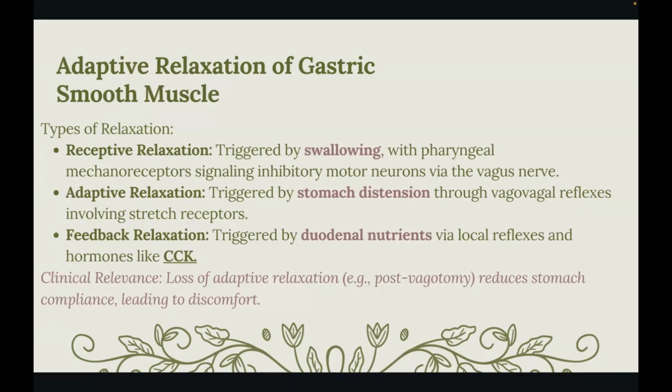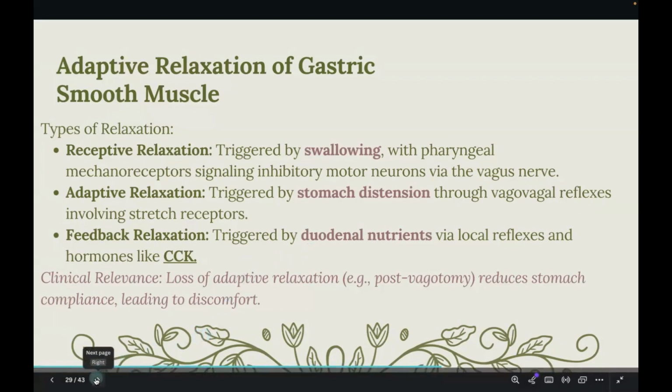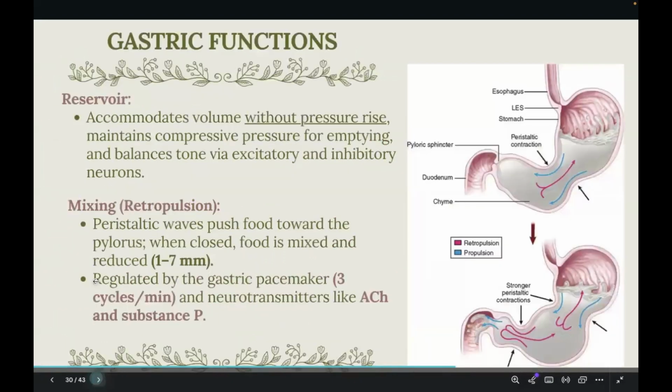Other than the fact that the HCl is not going to be produced and all these things, the stomach is not going to be able to distend, and this is going to create so much discomfort to the patient, and this is known as dysphagia. You don't have to know that, but it's basically just extreme discomfort. There's a bunch of surgeries they can do for that, but it's not important.